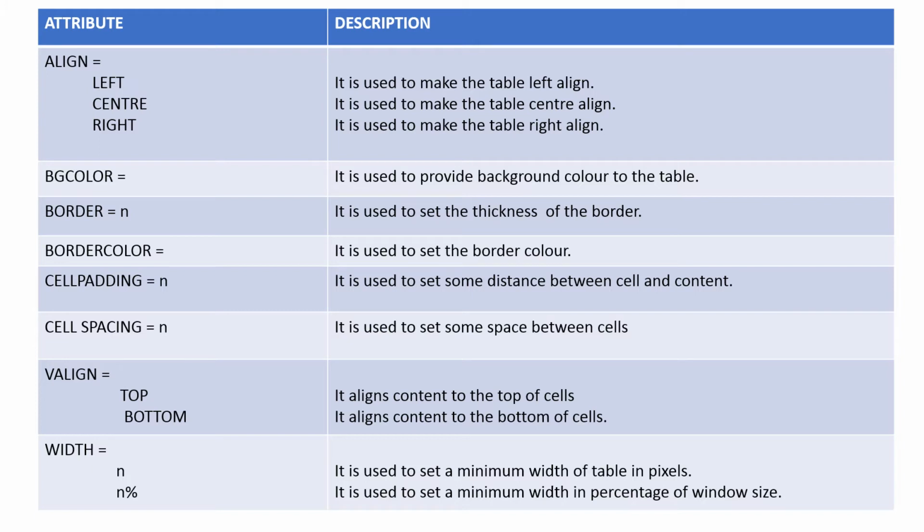Fine. So these are some of the attributes of the table tag that you can use to make your table more attractive. These attributes you can add only in the table tag. Now we will see how to use these attributes in the HTML code practically. So let us see, and then you will be more clear about these attributes. So let us start quickly.